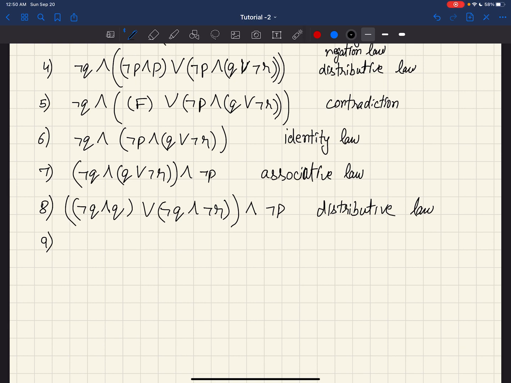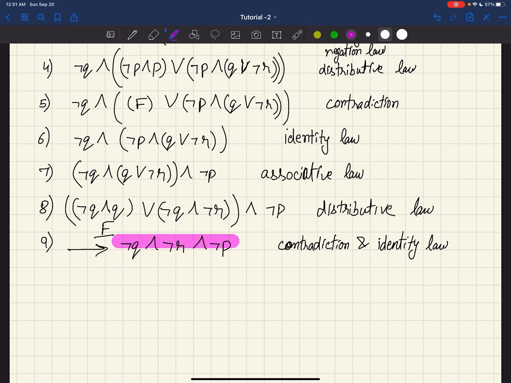Now again, not Q and Q would be a contradiction and it will give you a fallacy, and then you use the identity law to get rid of the F right here, and it would leave you with not Q and not R and not P. So this came with contradiction and identity law. So this right here is your solution.